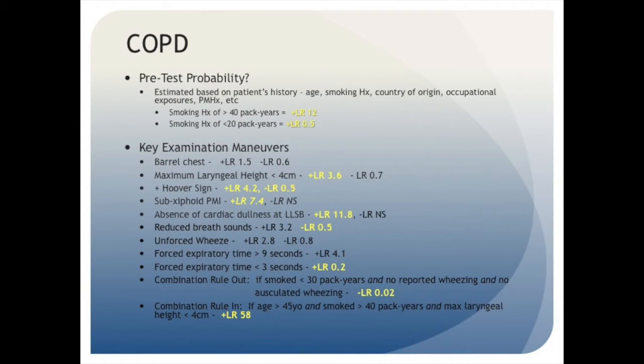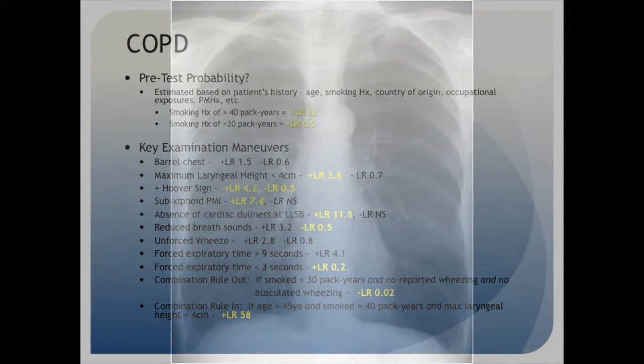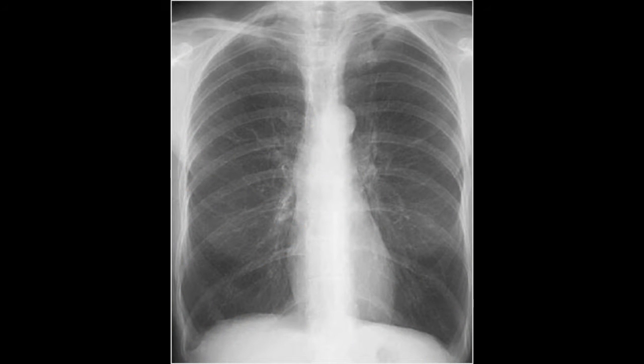Two of the physical exam findings that have among the highest positive likelihood ratios, a subxiphoid point of maximum impulse and absence of cardiac dullness at the lower left sternal border, can be explained by looking at this chest X-ray. Note that in the hyperexpanded lung fields, the heart dangles in the midline like a pendulum over the flattened diaphragms. So that when you're palpating for the point of maximal impulse, you're going to find it oftentimes under the xiphoid process rather than the midclavicular line where you'd expect.